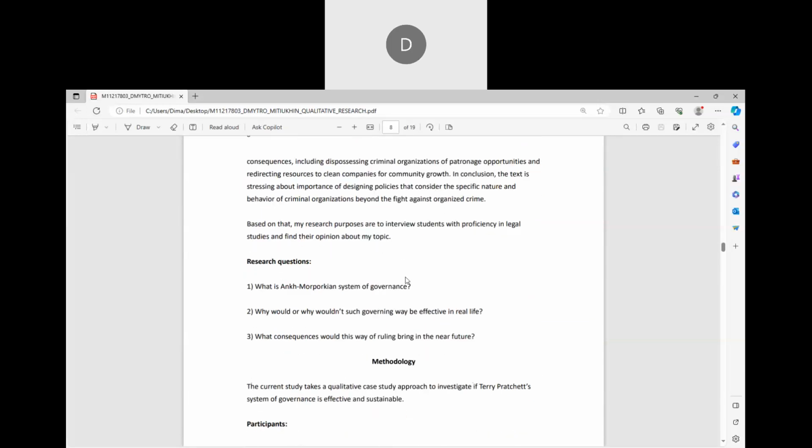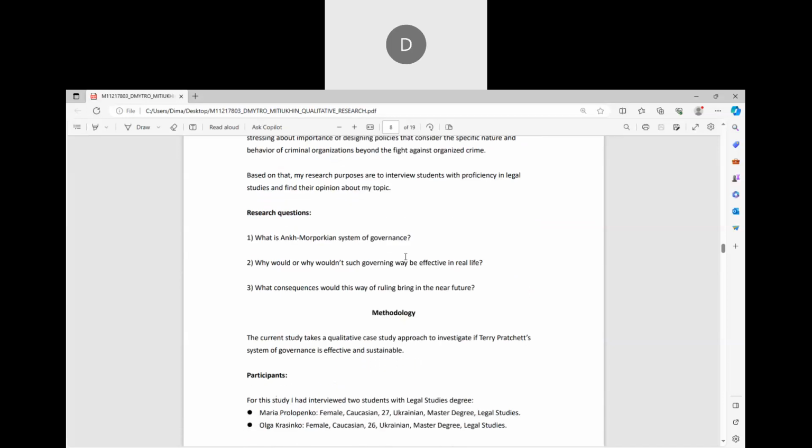So based on this, my research purposes are to interview students with proficiency in legal studies and find their opinion about this topic. My research questions are as such. One, what is the Ankh-Morporkian system of governance? Two, why would or wouldn't such a governing way be effective in real life? And three, what consequences would this way of ruling bring in the near future?